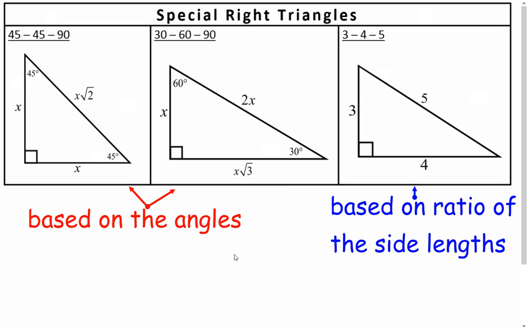The third example is the one that is probably used the most often, and that's a 3, 4, 5 triangle. A 3, 4, 5 triangle is based on the relationship of the side lengths. And in a 3, 4, 5 triangle, you can take any multiples of the 3, 4, and 5 and find the side lengths. We're going to do some examples of those. So let's see this in action.